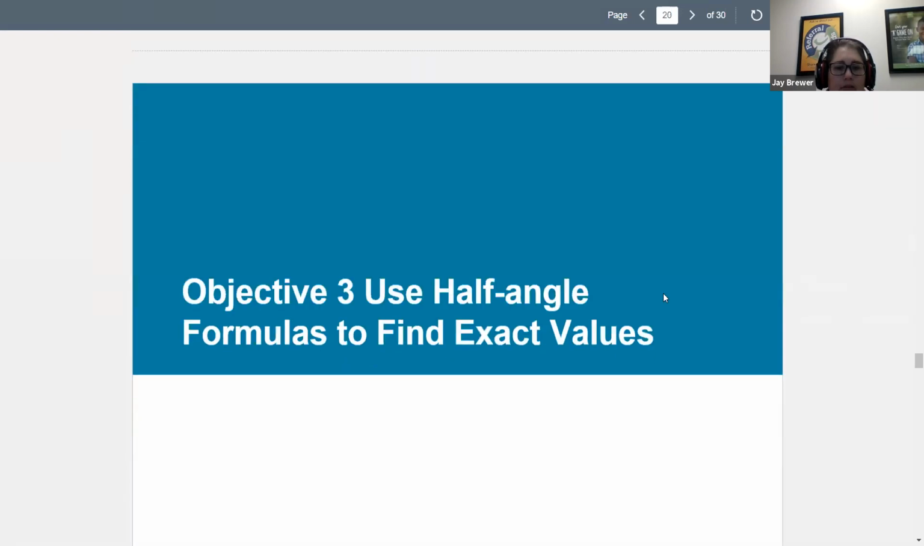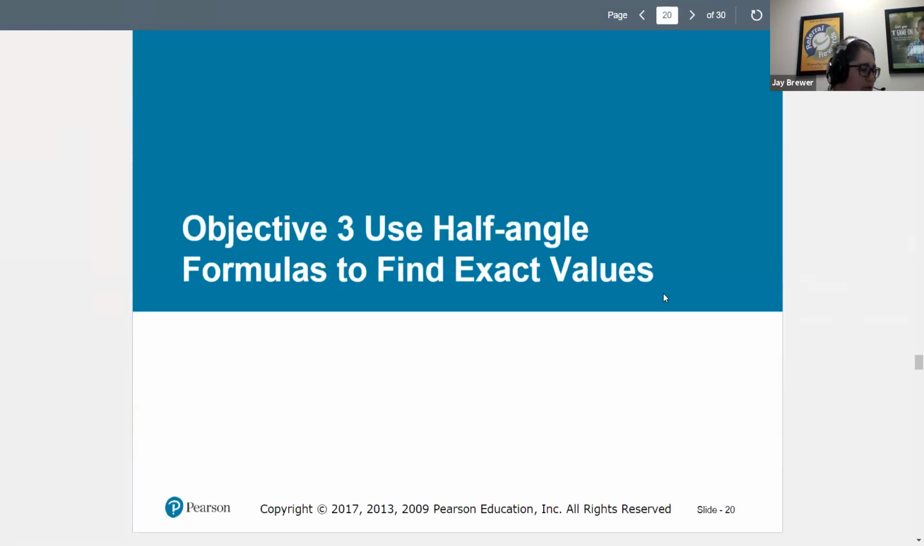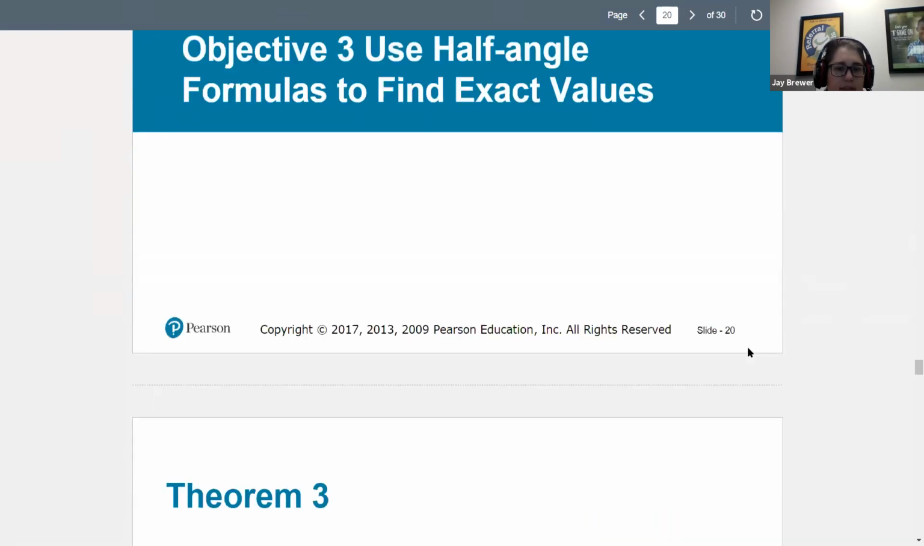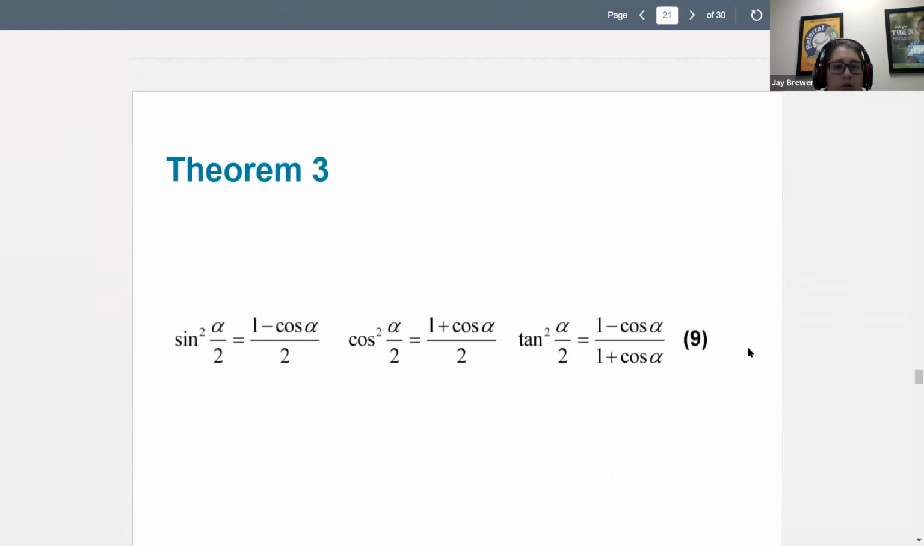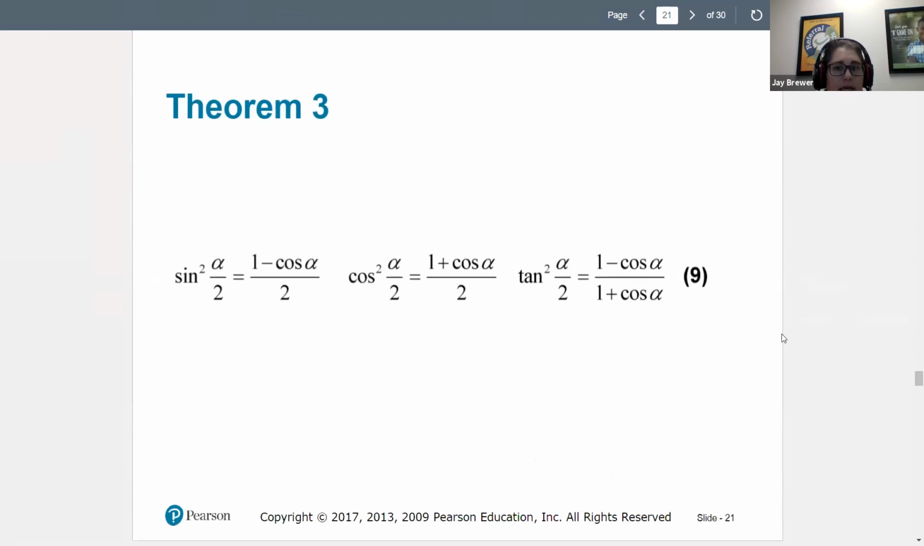All right, so we're actually already on to objective 3, which is using half-angle formulas to find exact values. You use the half angles like crazy in the Pearson homework, right? Definitely get familiar with these.